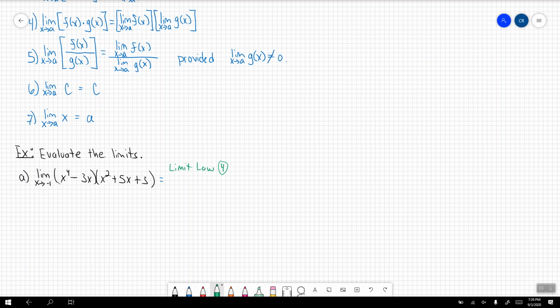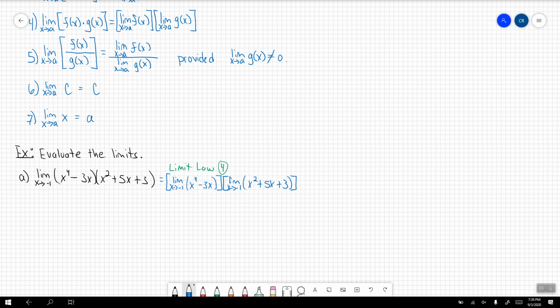So that's the one I'm using here. And that's going to be that I can take the limit of each individual function. So this is the limit as x is approaching -1 for x to the 4th minus 3x. That's the first part. Second part says I can take the limit as x is approaching -1 for the function of x squared plus 5x plus 3. Okay, so there we are. We're using limit law 4 there.